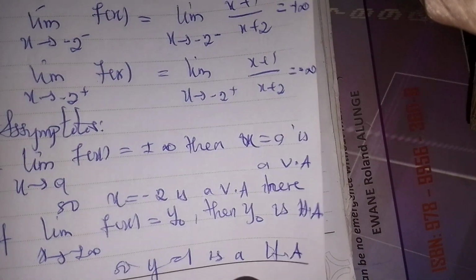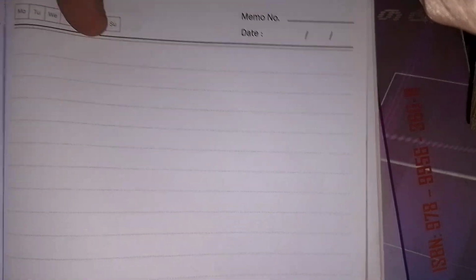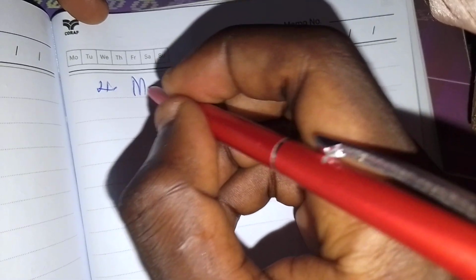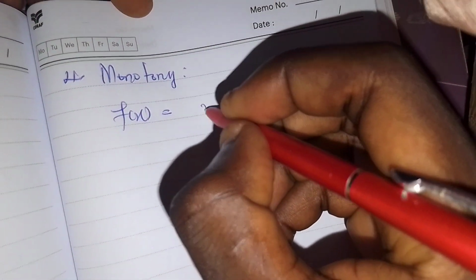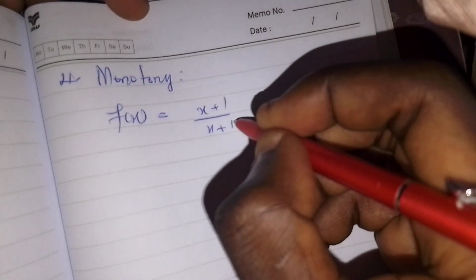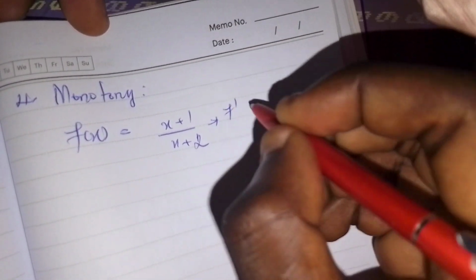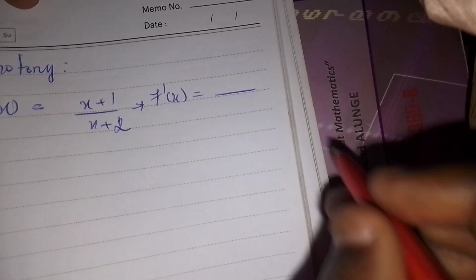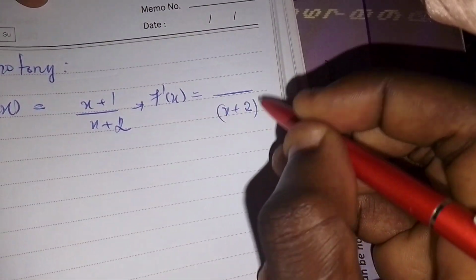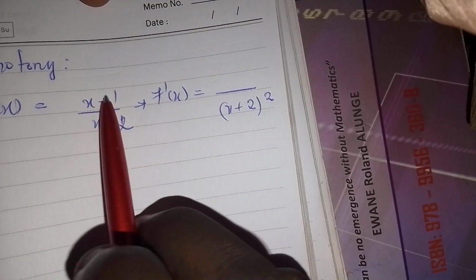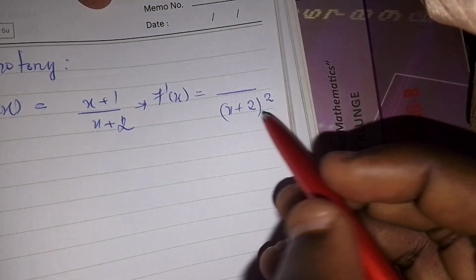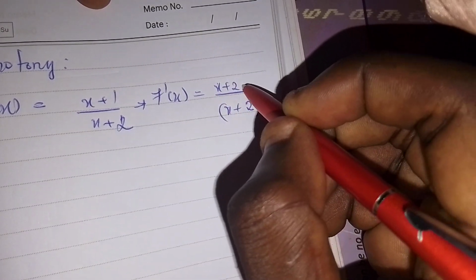Now, after looking at the asymptotes, we have to go on to the monotony of the function. So, look at the monotony. Now looking at the monotony, we have to differentiate first of all. So f of x is equal to x plus 1 on x plus 2. It means that f prime of x will be equal to, we keep the denominator and square it, right? We are using the quotient rule. Now we need to keep the denominator and differentiate the numerator. When we keep x plus 2 and differentiate x plus 1, we just get 1, so we are going to have x plus 2 minus.